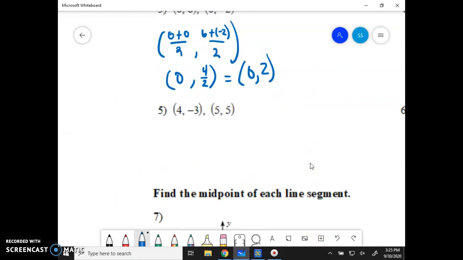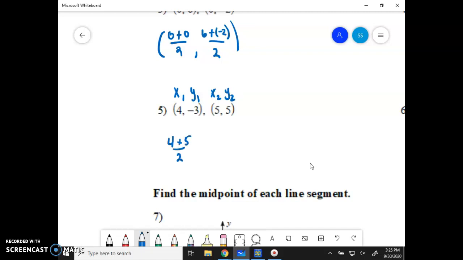I'm going to erase this, pause the video if you need to. Okay. All right, x1, y1, x2, y2. I'm just going to add up my x's. x1 plus x2 over 2, comma, y1 plus y2 over 2. So 4 plus 5, that's 9 over 2. Negative 3 plus 5, that's 2 over 2.